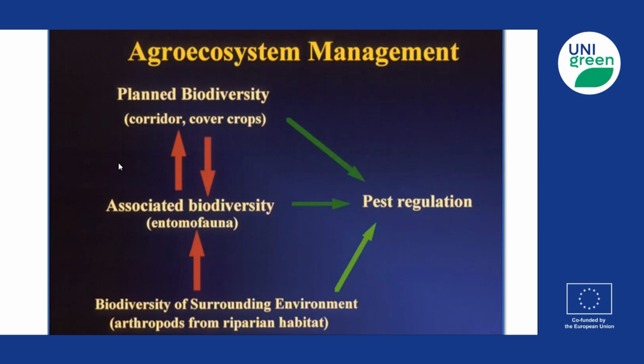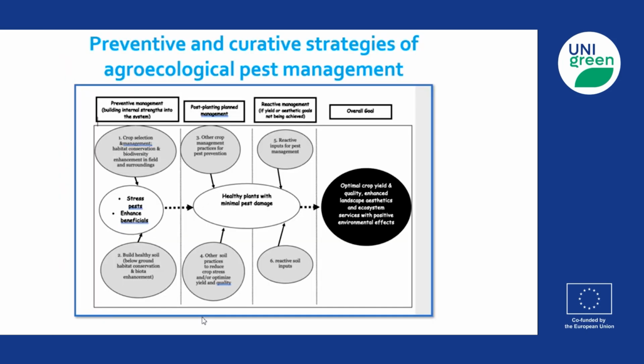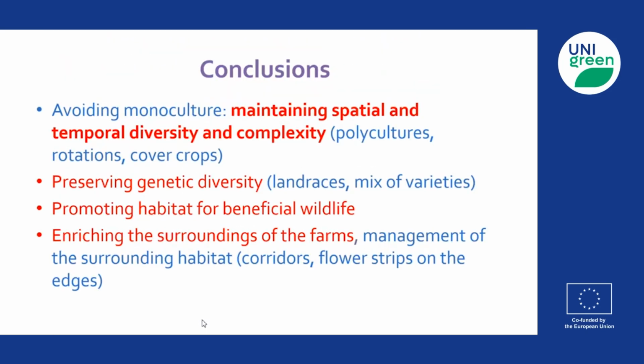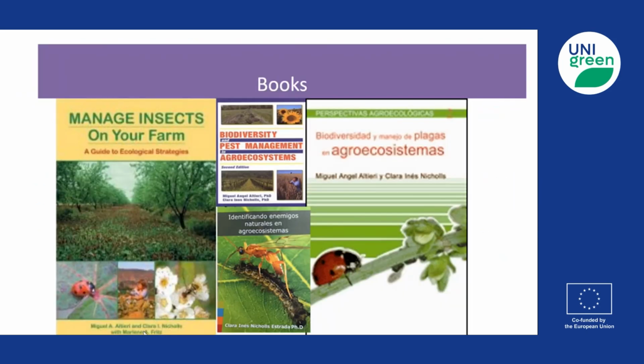I finished with this slide, more or less what we started with at the beginning, with the conversation of the role of biodiversity, the plant biodiversity, what the farmer wants to do, then the associated biodiversity, entomofauna, and if they have the surrounding environment in good shape. So the conclusion: avoiding monoculture, we need spatial and temporal diversity, genetic diversity, habitat for beneficial insects, and to enrich the surrounding. And this is the book that I'm going to send to the professor.